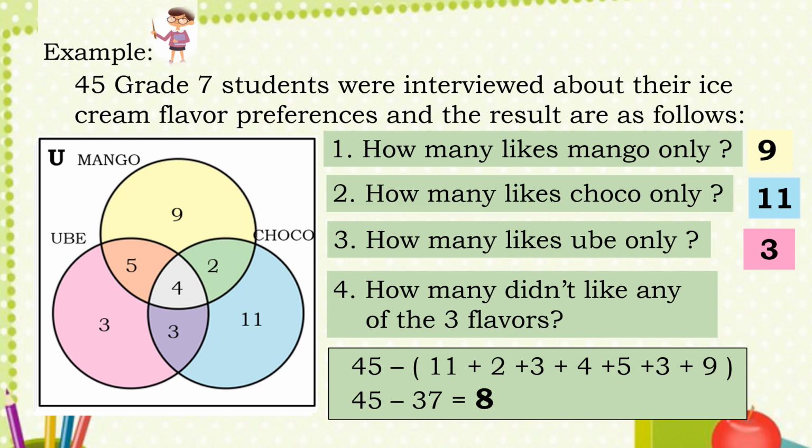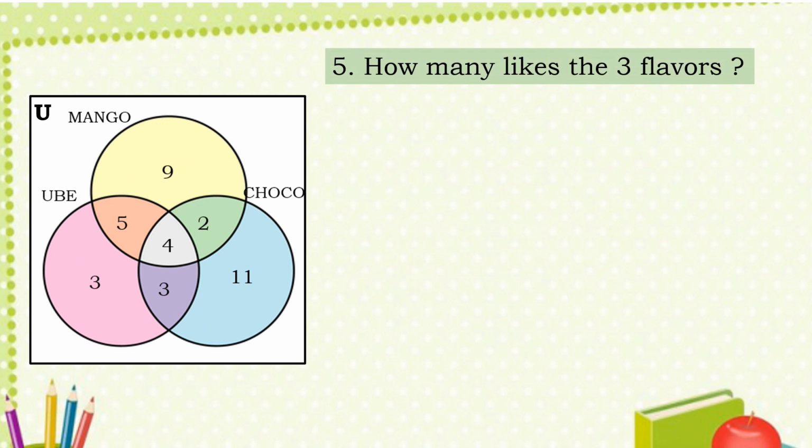So I got here 11 plus 2 plus 3 plus 4 plus 5 plus 3 plus 9. Subtract it from 45. So 45 minus 37 equals 8. Next, how many like the 3 flavors? The answer is 4. That means the intersection of the 3.